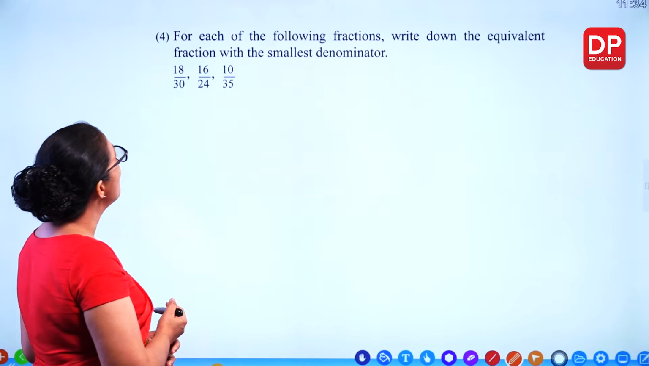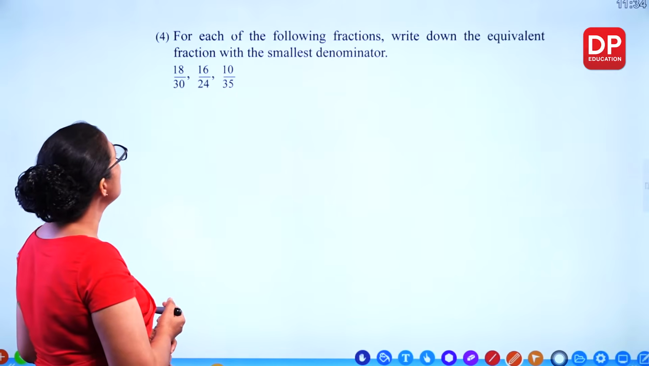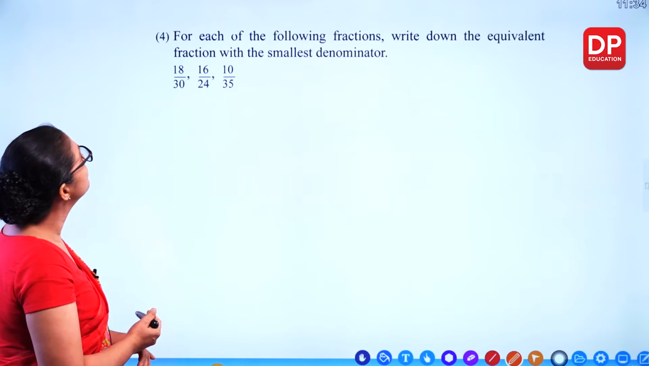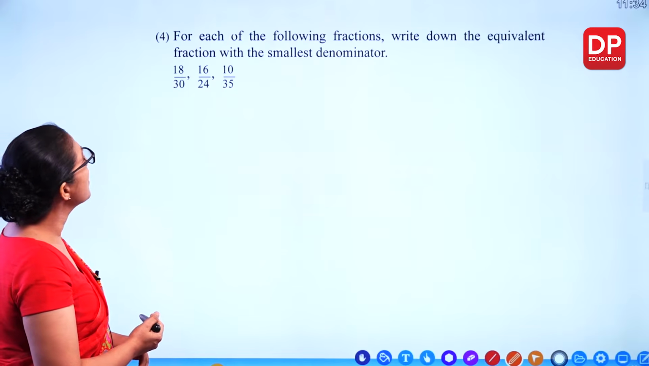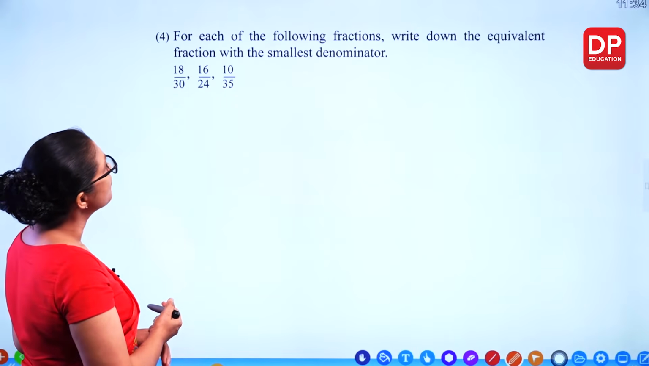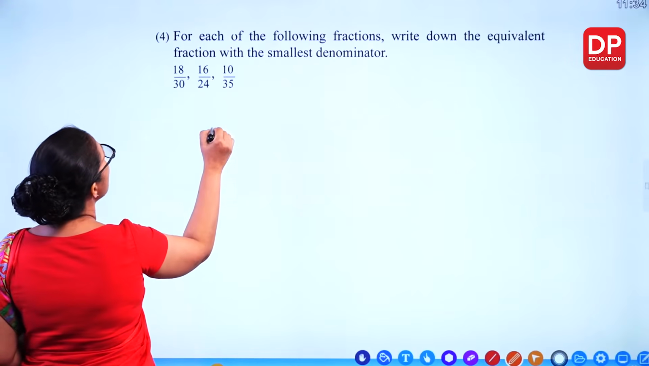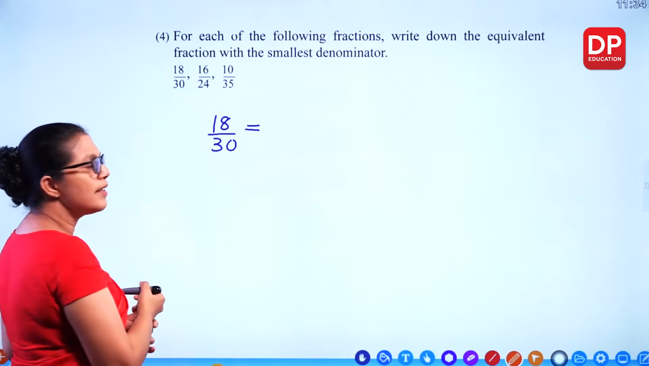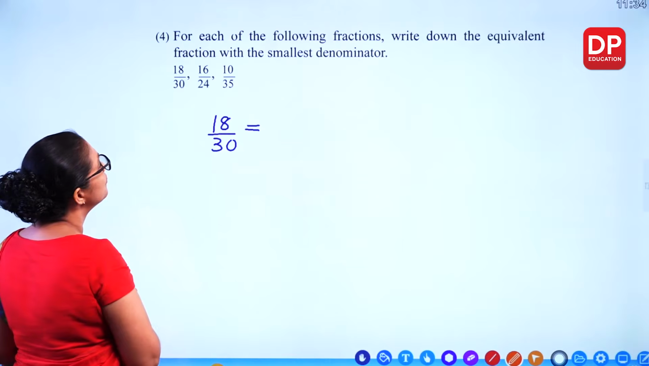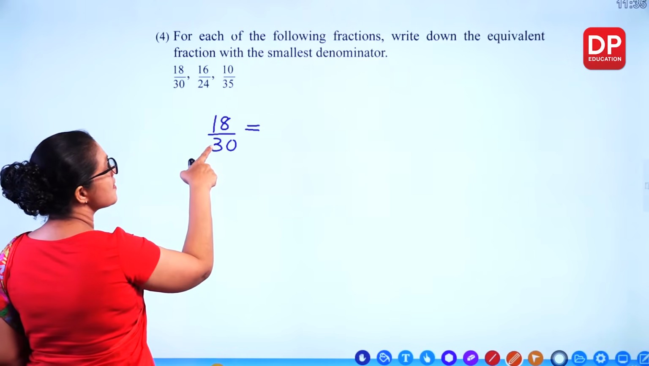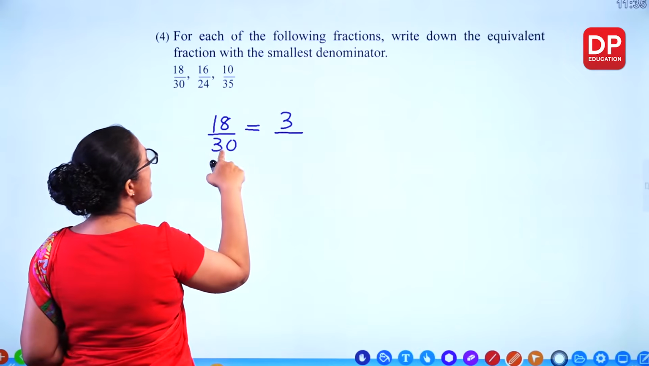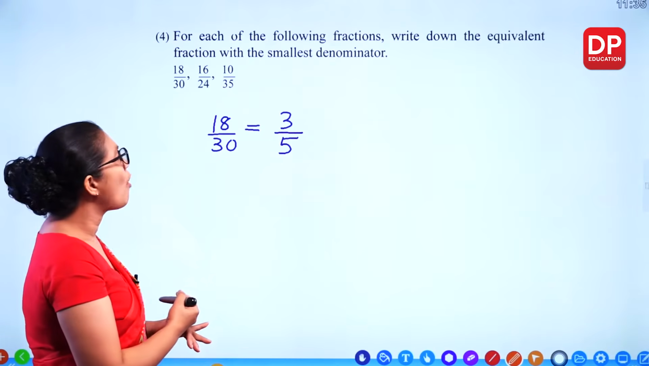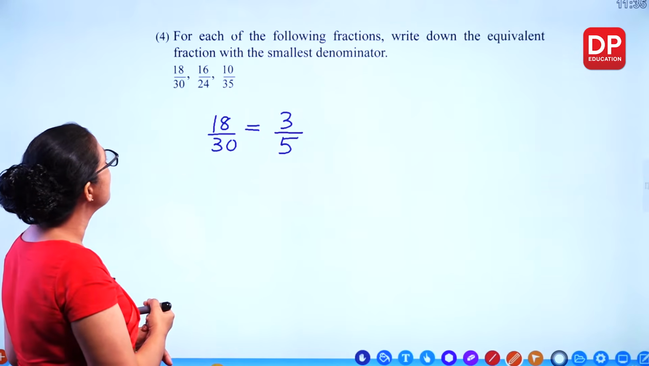Question number 4. For each of the following fractions, write down the equivalent fractions with the smallest denominator. What are the equivalent fractions? Okay, so we'll do 18 over 30. Simplify, divide by 2. We can divide by 6. 6 times 3, 6 times 5. So 3 over 5. That's the lowest form. So the smallest denominator is that.